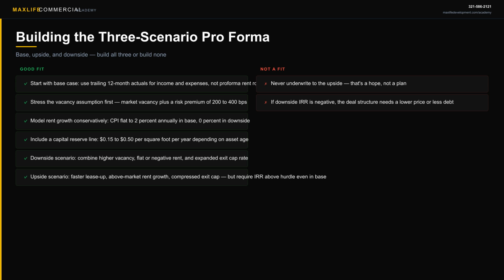The downside case is where real discipline lives. Combine higher than market vacancy, think 200 to 400 basis points above the submarket average, with flat or declining rent, unexpected capital expenditures, and an exit cap rate that's expanded by at least 50 to 75 basis points. That's a realistic bad year, not a catastrophe scenario. If your downside case produces a negative IRR or puts you below debt service coverage, one of 2 things needs to change. The price comes down, or the leverage comes down. A deal that only works in the base and upside scenarios is a fragile deal.